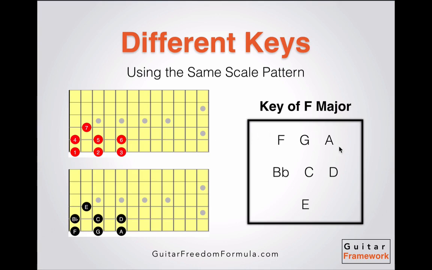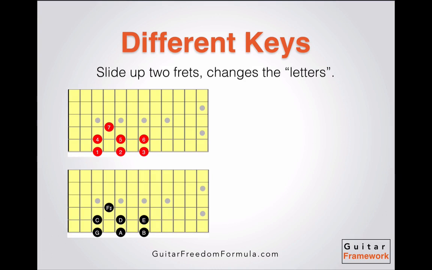If we come over here to the right side of the slide, remember that a key is a container. So in the key of F major, what that means is the key, which is the container, the box, contains the notes in this scale pattern right here, which is F, G, A, B flat, C, D, and E. Just like we have on the actual scale chart. So let's change the key and see what happens. If we slide this scale pattern up or to the right 2 frets, we get this.